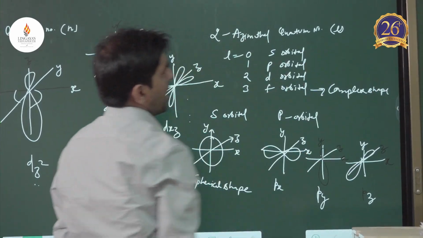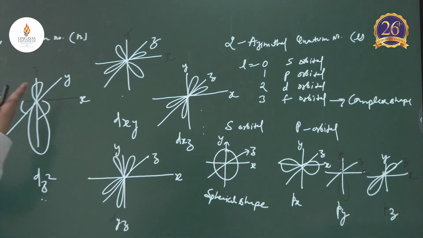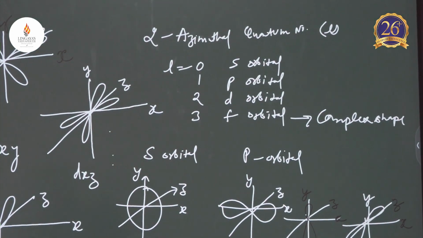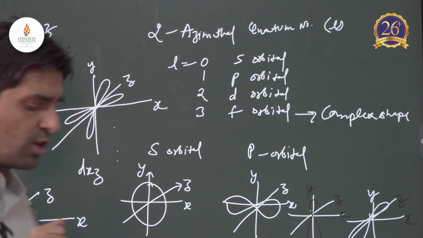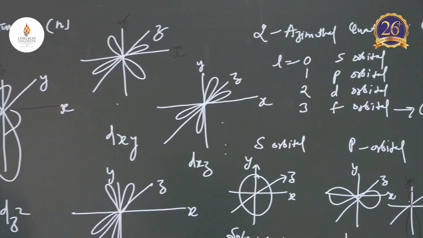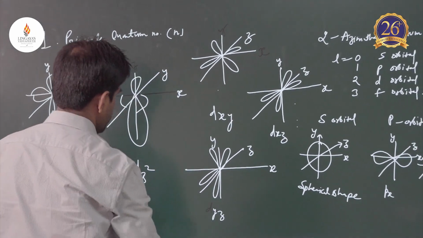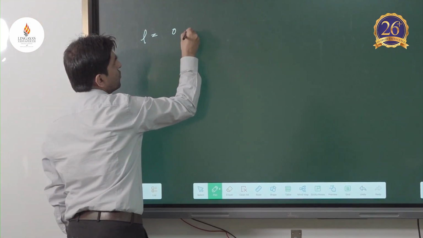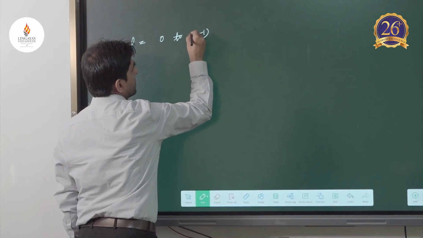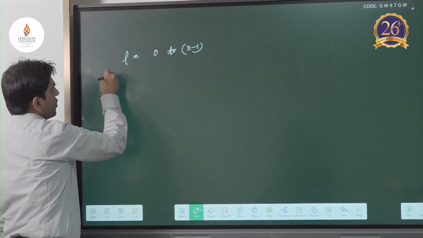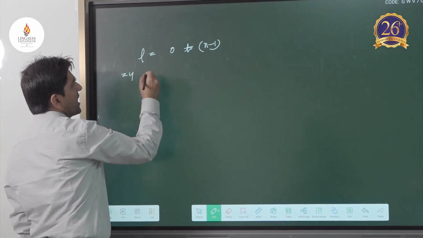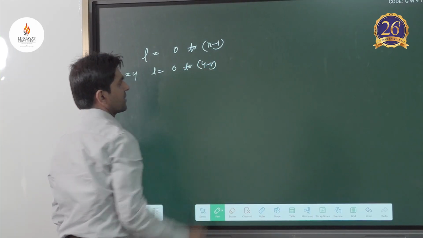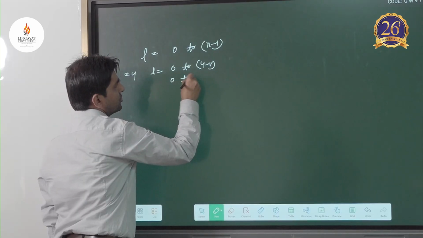Now I already told you that the azimuthal quantum number L tells us about the shape of orbital. How will you find out the value of L? For value of L, L equals 0 to n minus 1. Suppose we have n equal to 4. So what will be the value of L? L equals 0 to 4 minus 1. It means 0 to 3.